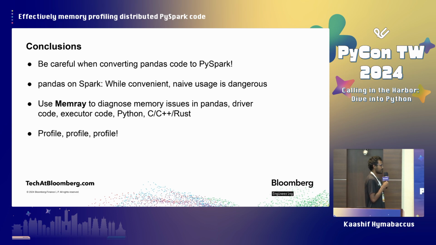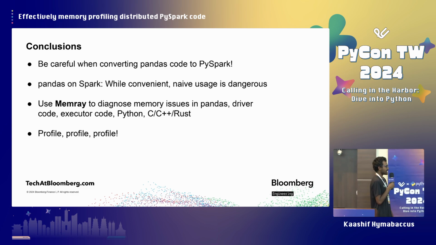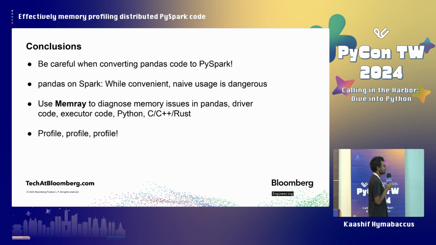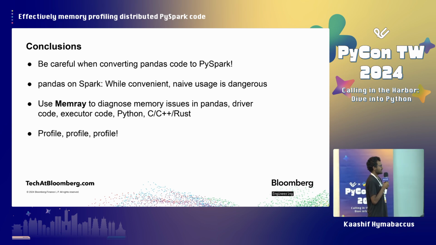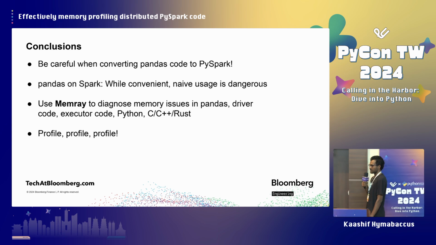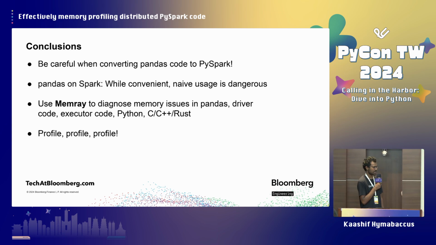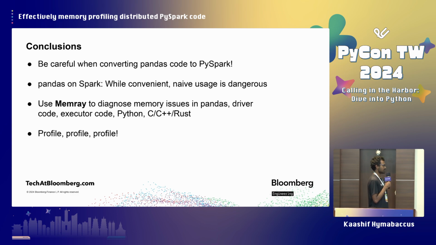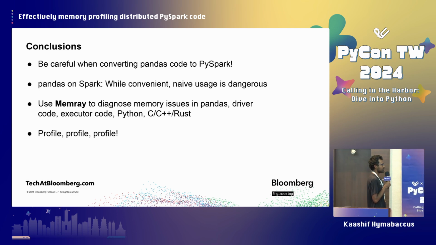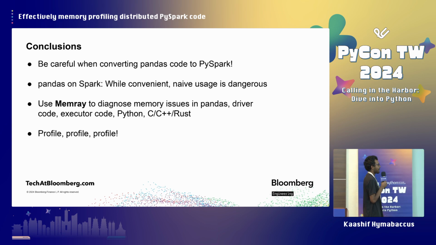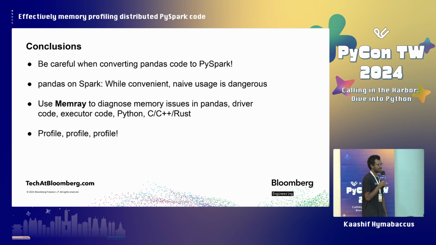One tool that we have found invaluable is Memray. So it's not just for PySpark or pandas. You can use it for any Python code, any code that uses C, C++, Rust, or any other native extension that produces a shared object. It's great for digging into these issues, and it has lots of great features that you can't find elsewhere in other memory profilers.